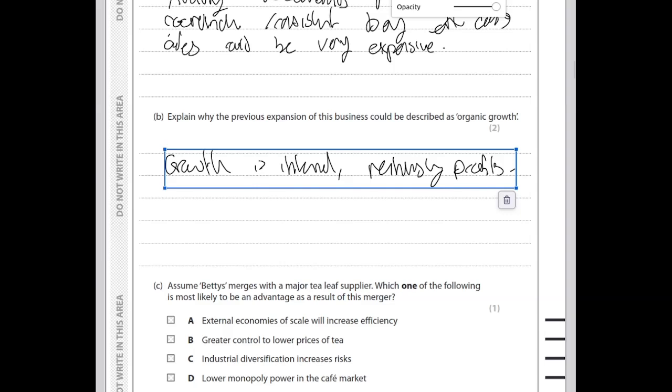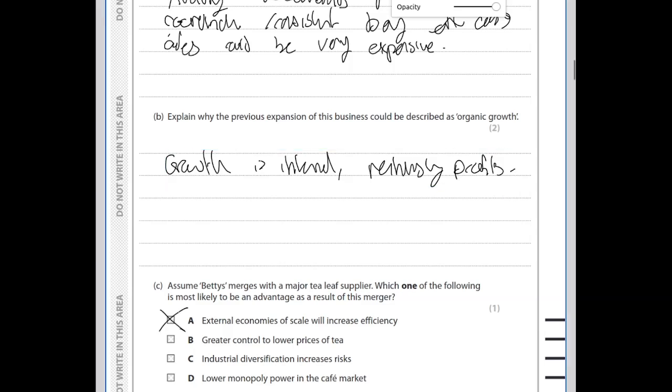So external economies of scale refers to if you're in a growing industry. Like, if you're a tech startup in Silicon Valley, the fact that there's a large tech sector means, for example, you have access to great engineers if you want to hire engineers. External economies of scale doesn't really have any relevance here. This might increase internal economies of scale. Greater control to lower prices of tea, that would be a benefit.